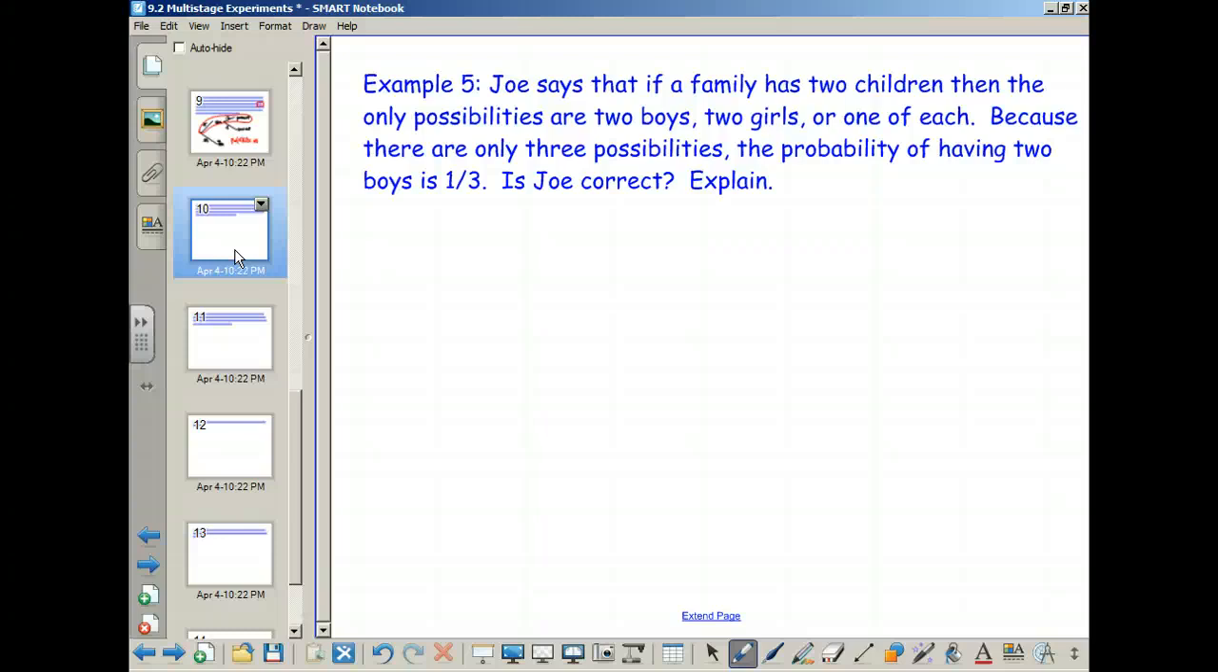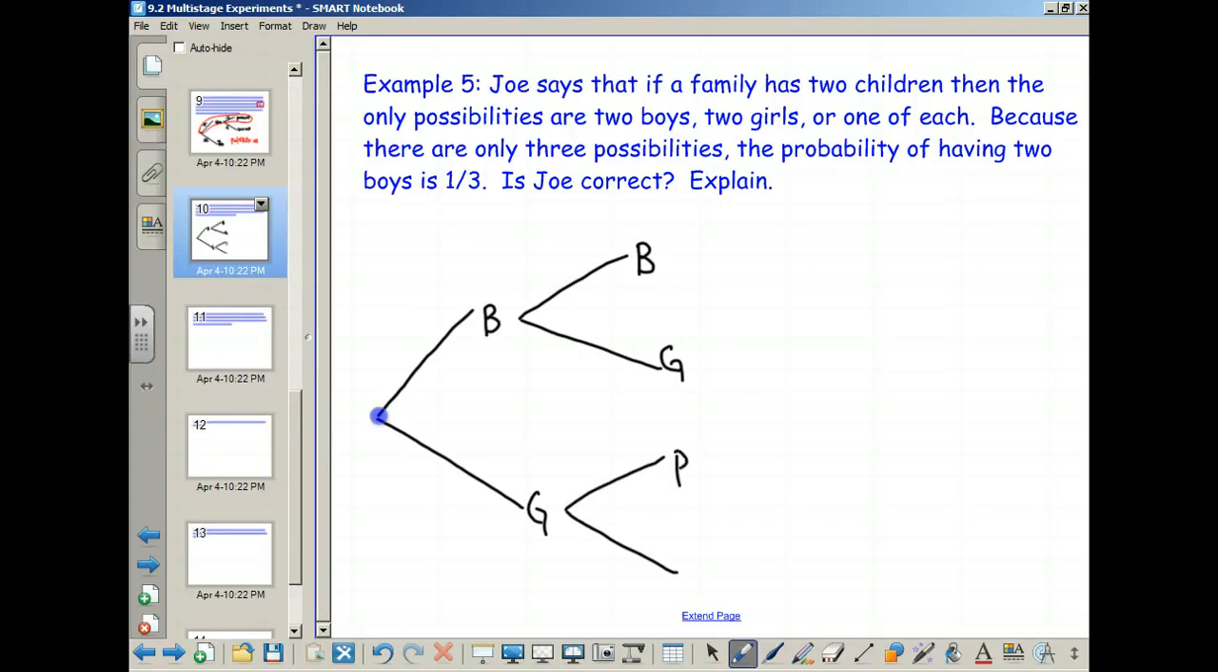Let me draw it again, okay? So we have a tree diagram. It's boy, girl, 2 kids. So we have a 2-stage tree diagram. You guys remember that, okay? And all the probabilities in this entire diagram are what? 1/2, right? And they're all 1/2.